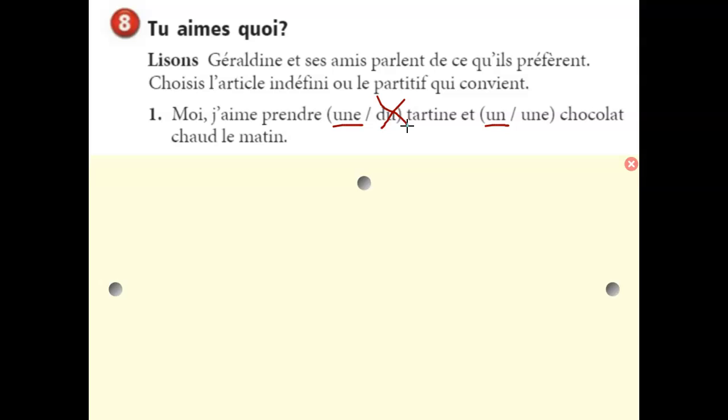With chocolat chaud, we're simply choosing between un and une. Again, on your vocab sheet, you have the phrase le chocolat chaud. So that tells you that it's masculine. Therefore, we would use un and not une. So our sentence is moi, j'aime prendre une tartine et un chocolat chaud le matin, which means me, I like to have a tartine and a hot chocolate in the morning.